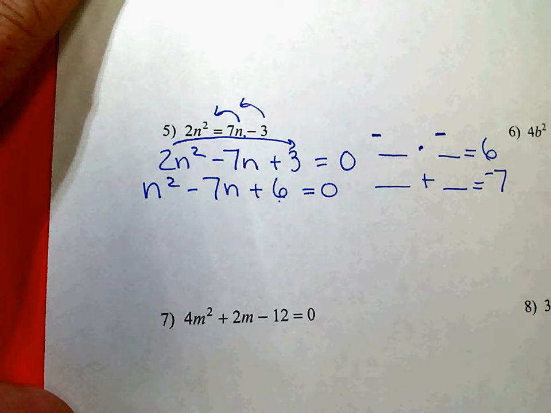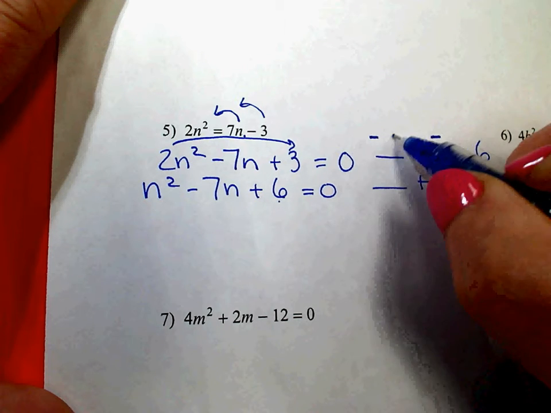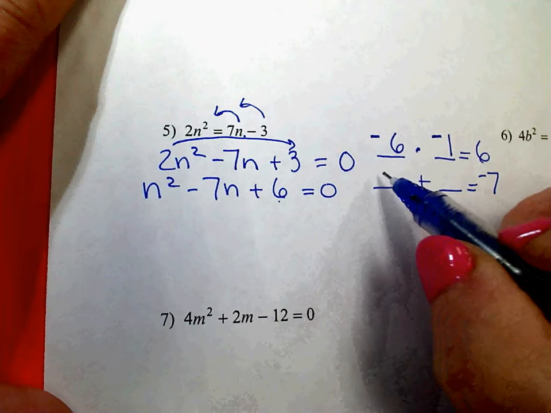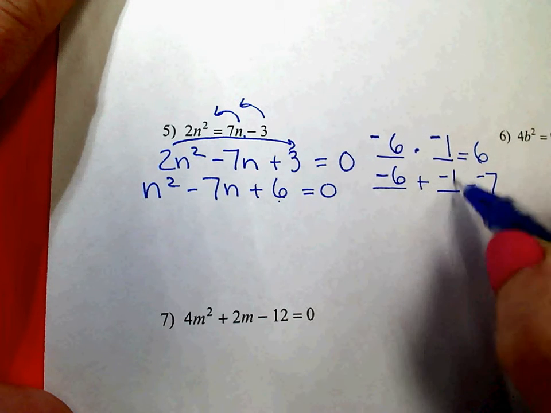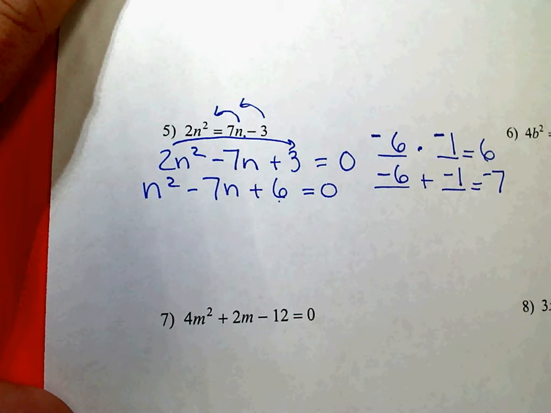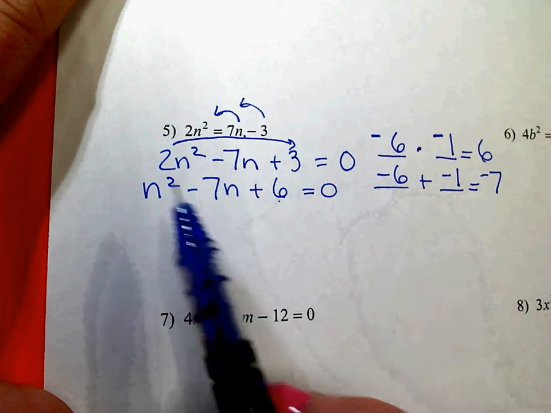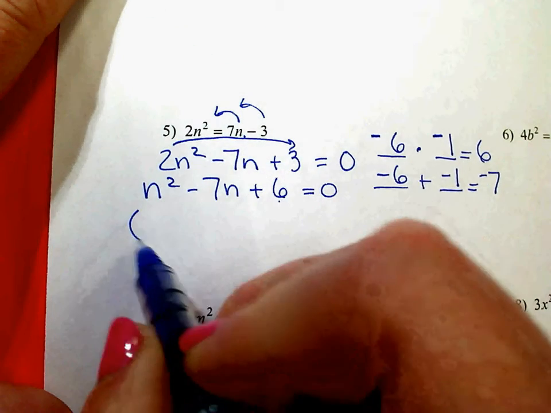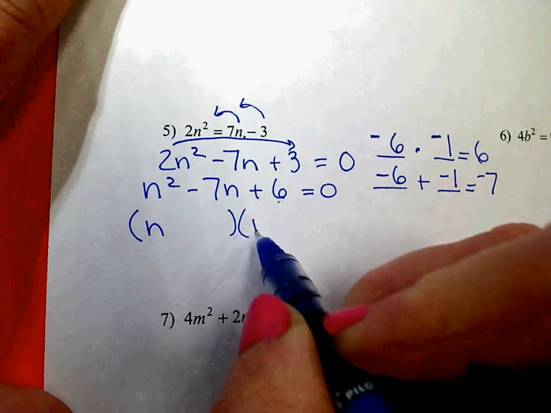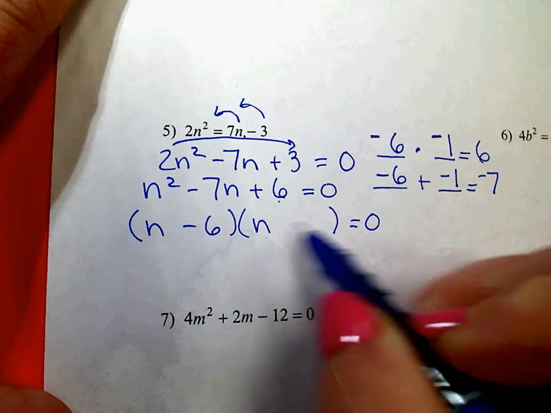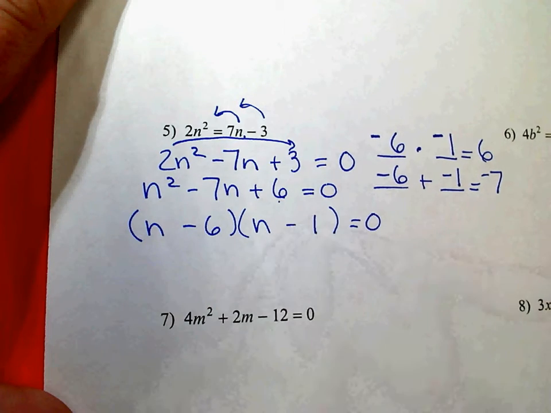Did you decide on negative 6 times negative 1 to get positive 6, since negative 6 plus negative 1 adds up to negative 7? These are the factor pairs that are going to go in the parentheses to factor this problem. So the n squared is always going to be just n times n, and we decided we're going to use a minus 6 and a minus 1.